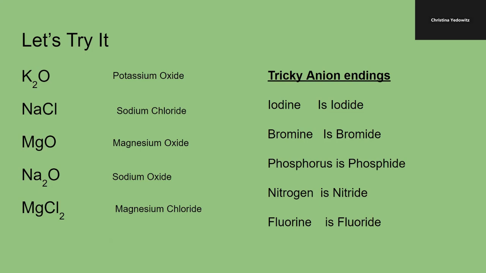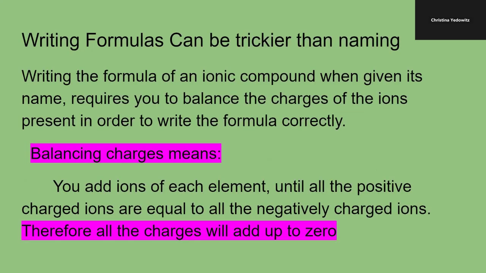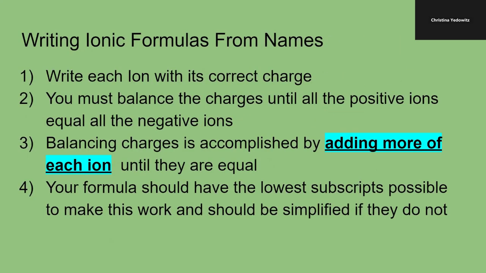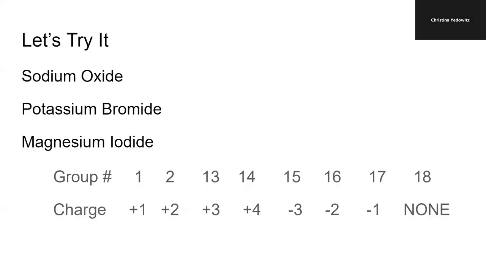So naming from a formula is probably the easier step in naming binary ionic compounds. It's going in the other direction that's a little bit of a pain, okay? And that's why you have to memorize these charges. When you're going from a name to a formula, that's when you have to look up the charges for each one of these and balance them in order to write the formula correctly.